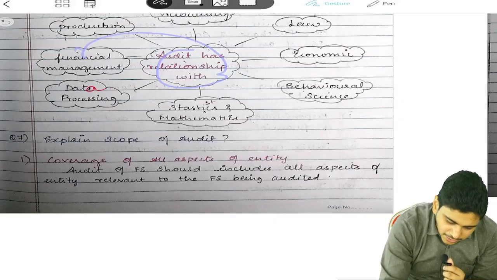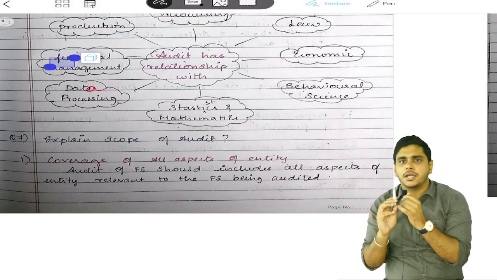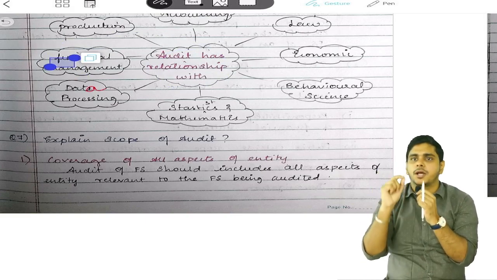Audit has a relationship with financial management. Is your FM over? In FM, you must have been taught one chapter called ratios.